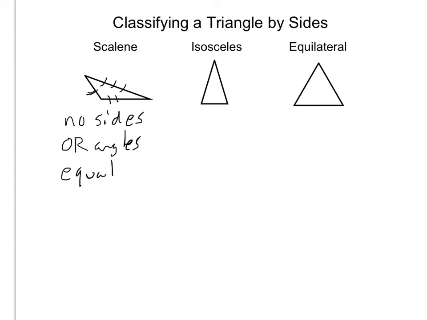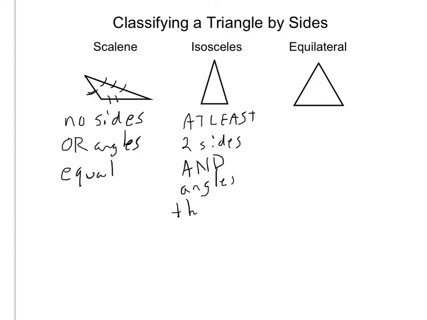Okay? An isosceles triangle has at least two sides and angles that are congruent. Okay? That are congruent. Why did I put the word congruent? Because I want to make sure you understand that means the same thing as equal. Okay, it's a good geometry word though. At least two sides and angles that are congruent.